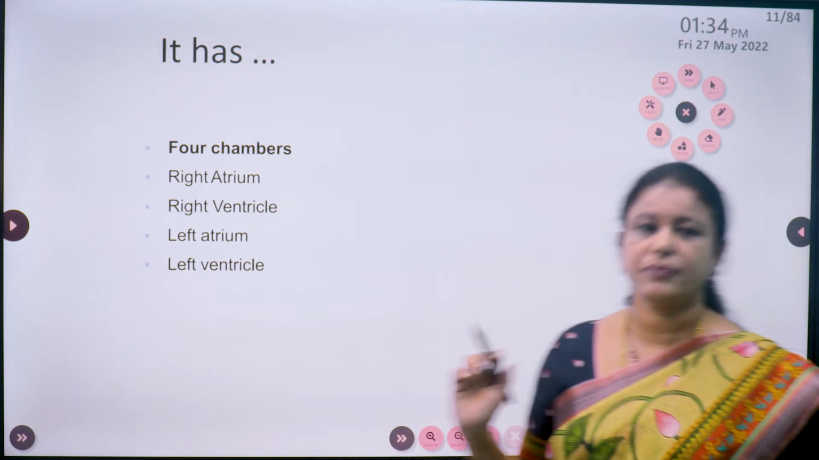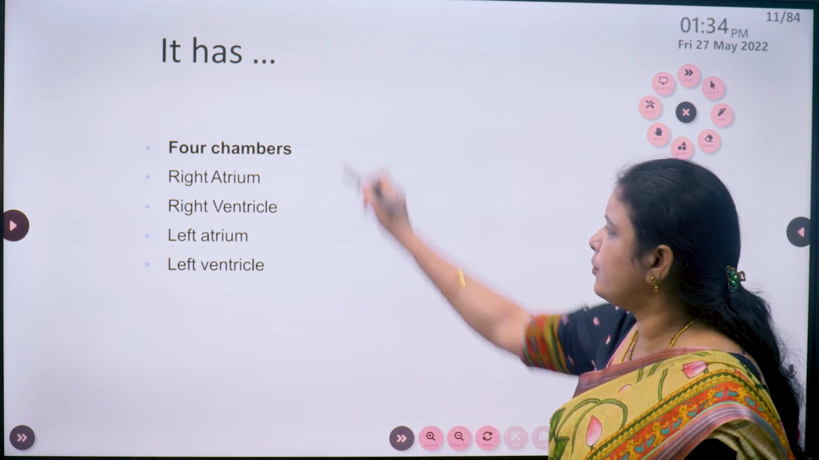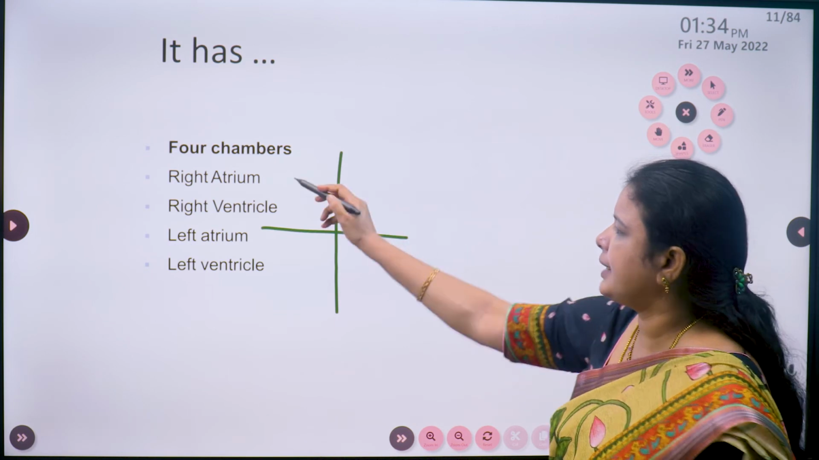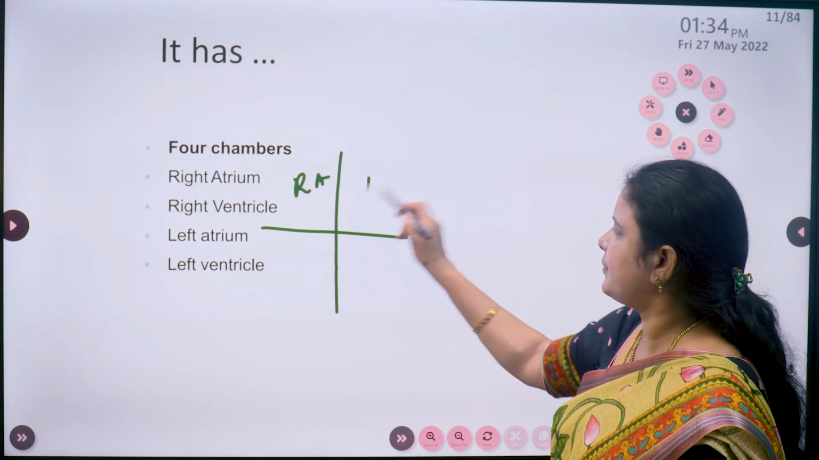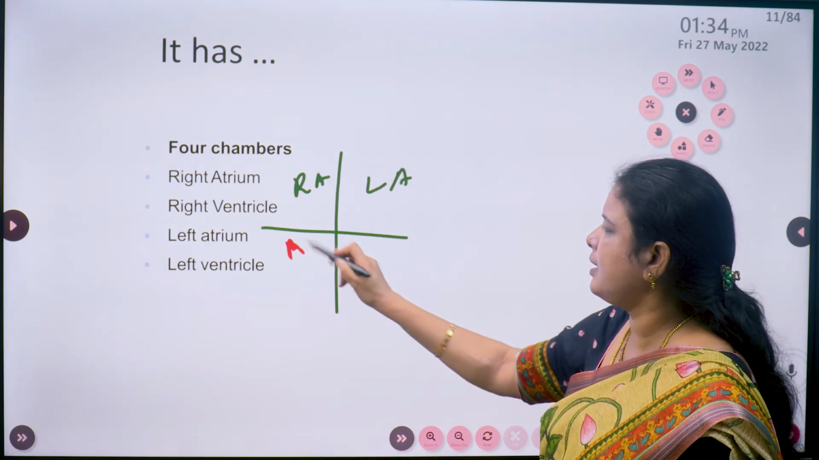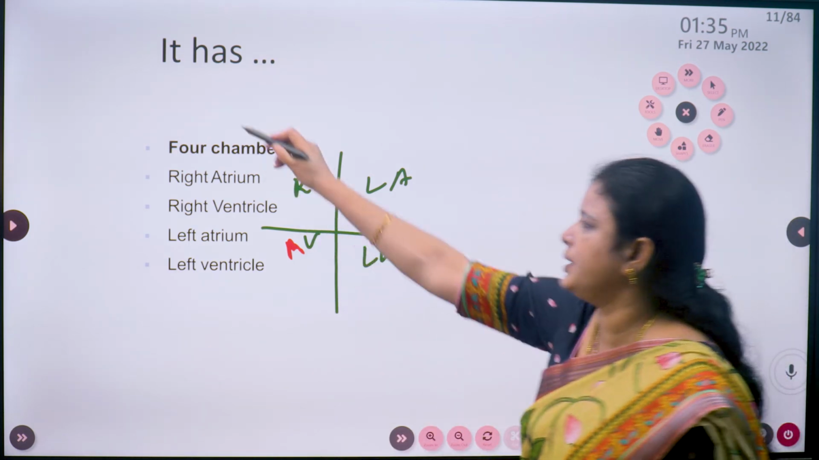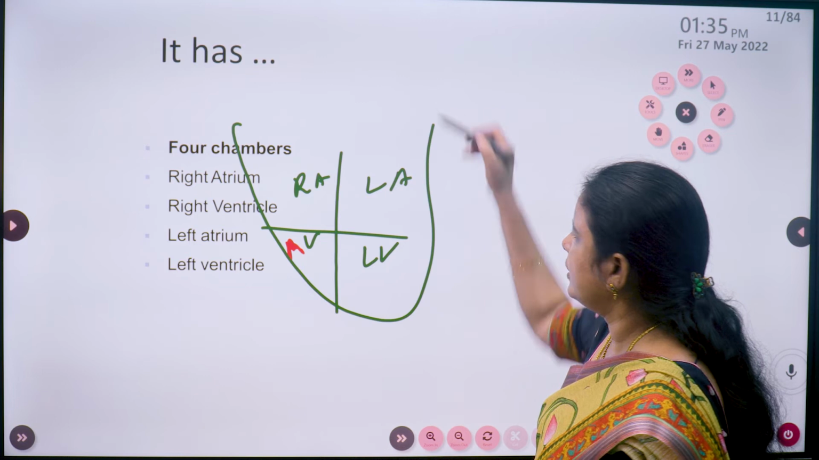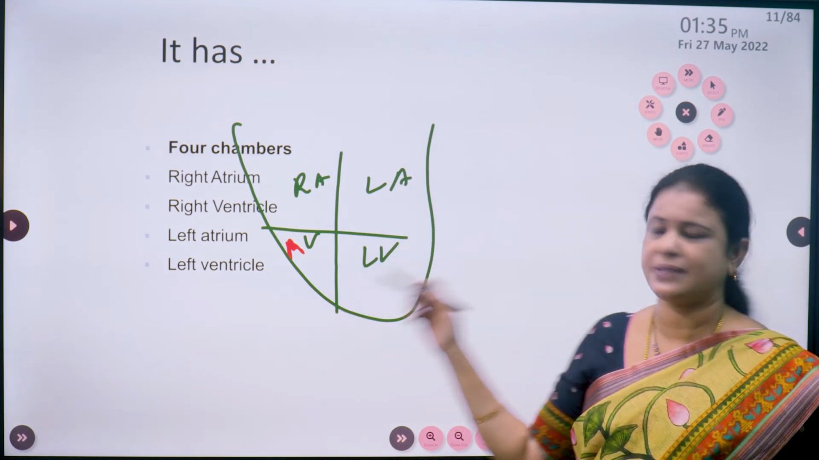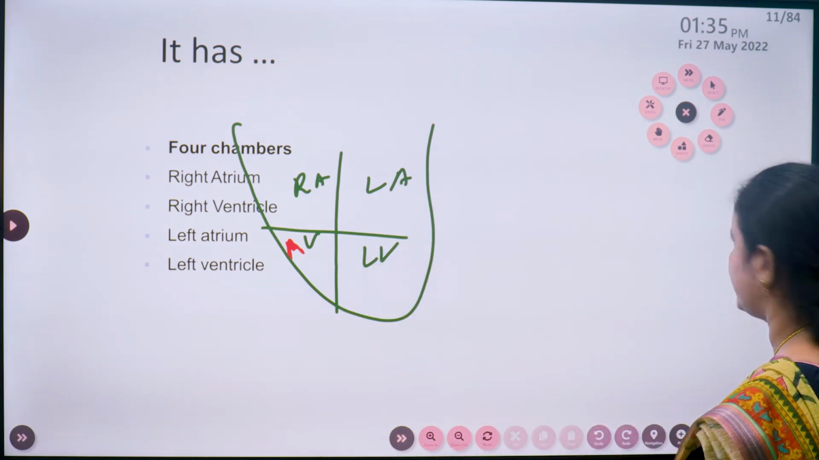So the heart has 4 chambers. What are they? Right atrium, left atrium, right ventricle, left ventricle.